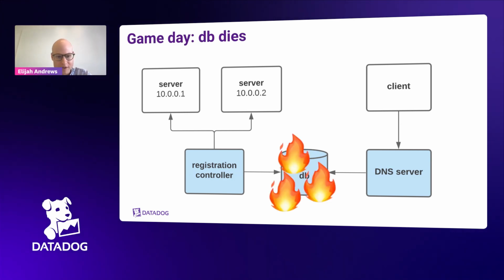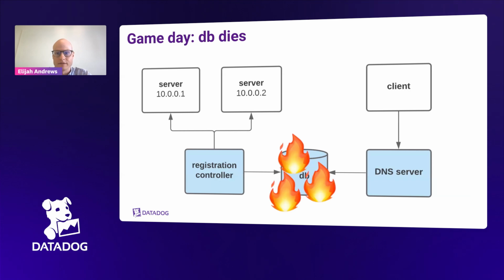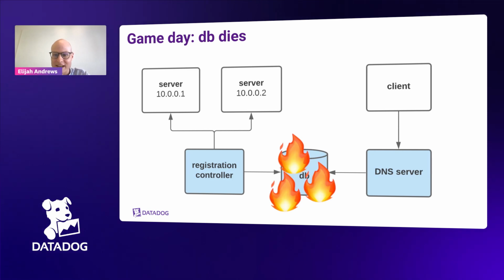So the game day that we ran was this. We wanted to figure out what would happen when the database dies. And keep in mind the fallacies of distributed computing that we were talking about earlier, right? This is a thing that is going to happen, whether we like it or not. We can fast track this by inducing the failure ourselves. And that's what we decided to do.